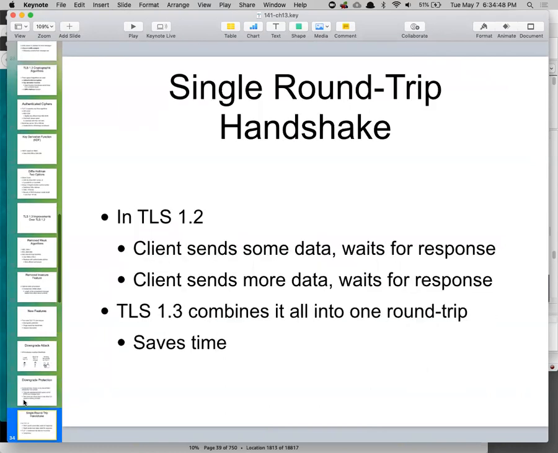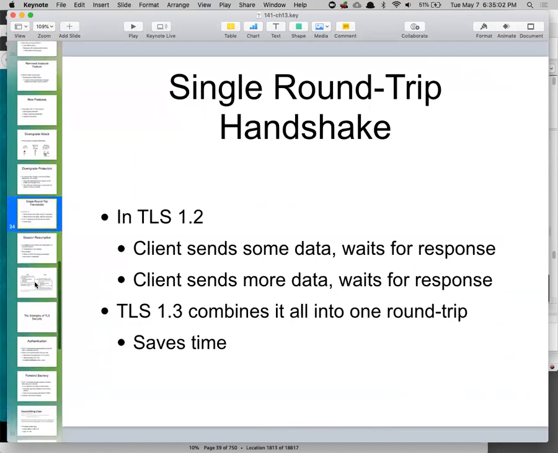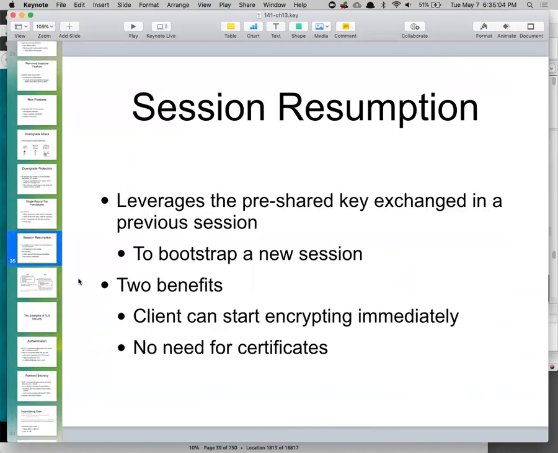So that's good. All right, so in TLS 1.2, you send some data, get a response, you send more data, get a response. There's these two cycles, that's 2 round trips. Now it's combined into 1 round trip. I don't think that improves security, it just makes it faster, saves time, which is nice. And session resumption is another one. If you have already done the handshake and got a secure key, you can just resume the previous session and keep going.